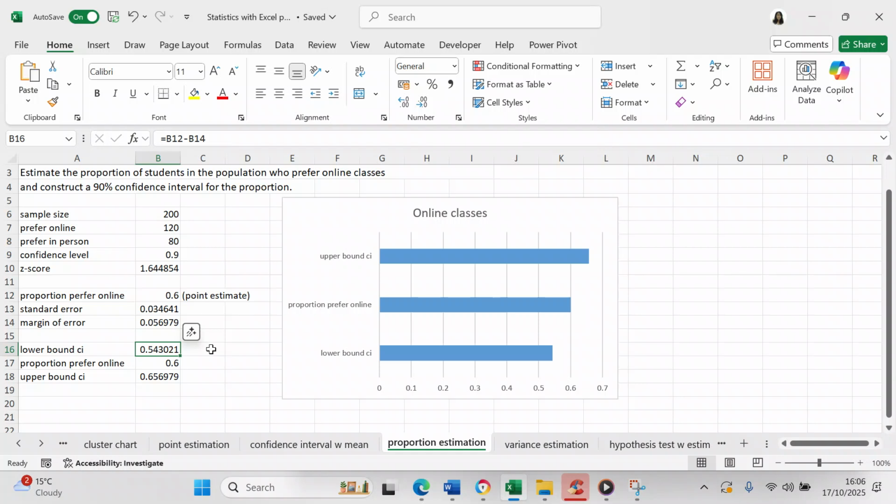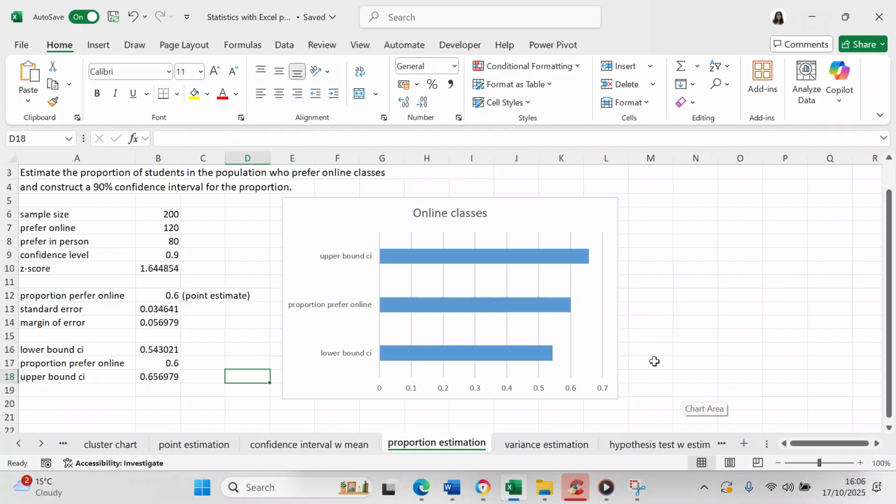So that's going to be 0.543. And then the proportion that prefer online classes, that's 60% being B12. And then your upper confidence level is B12, being the proportion that prefer online classes, plus B14, 0.0569. So that's going to be 0.6569. And so what I've done is I have created a bar chart of online classes.